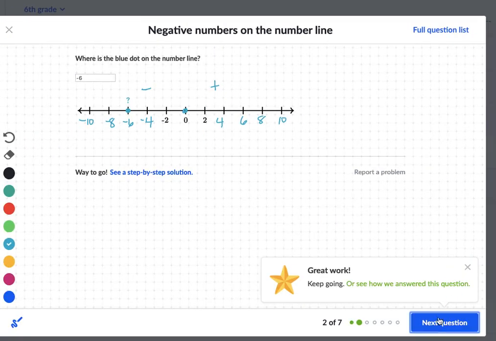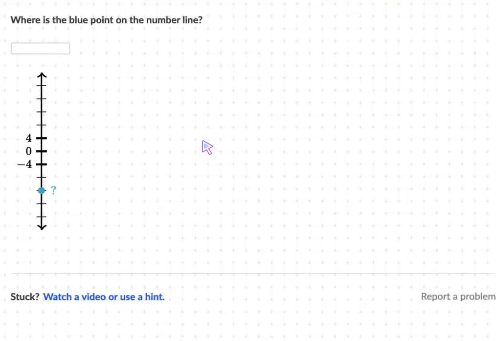Let's try another one. All right, now they're giving us a number line going up and down. So it's kind of like your thermometer situation. Where is the blue dot on the number line? Pause the video and try it on your own first.